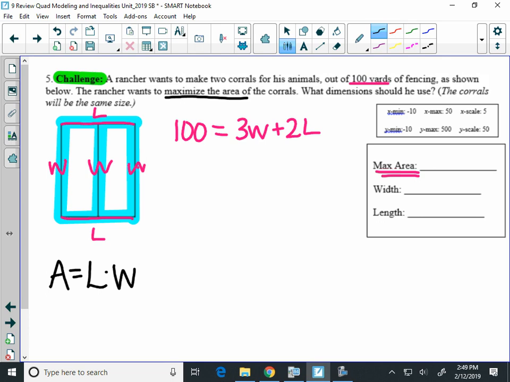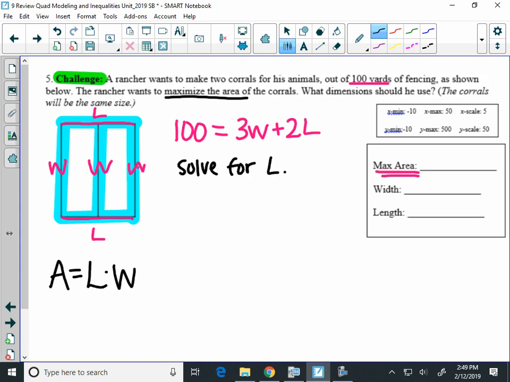Now in order to make this happen, I need to solve this equation I just wrote for one of the letters. It does not matter which one, but I need to get one of the letters so I can use my formula with just one variable. Okay? So what I'm going to do is I'm going to solve this equation for, I'm just going to choose L.